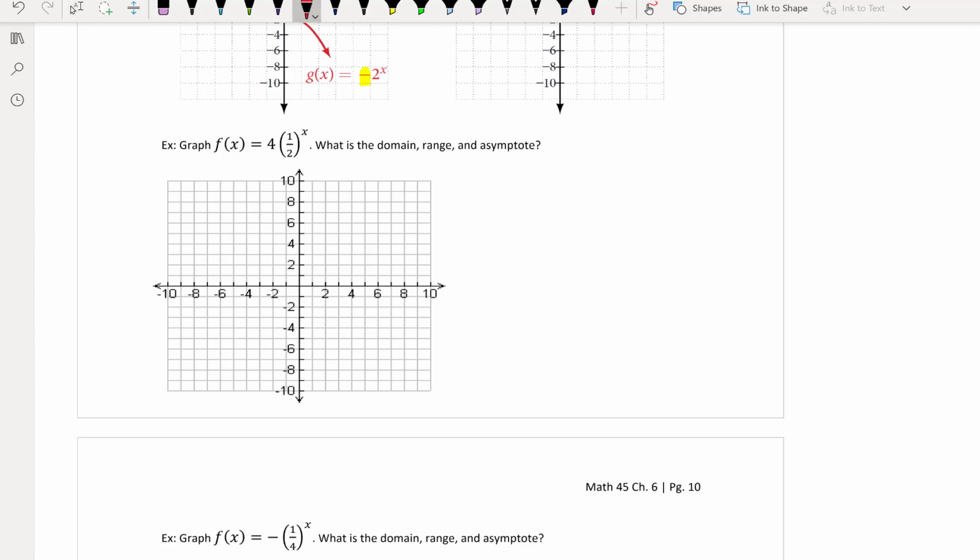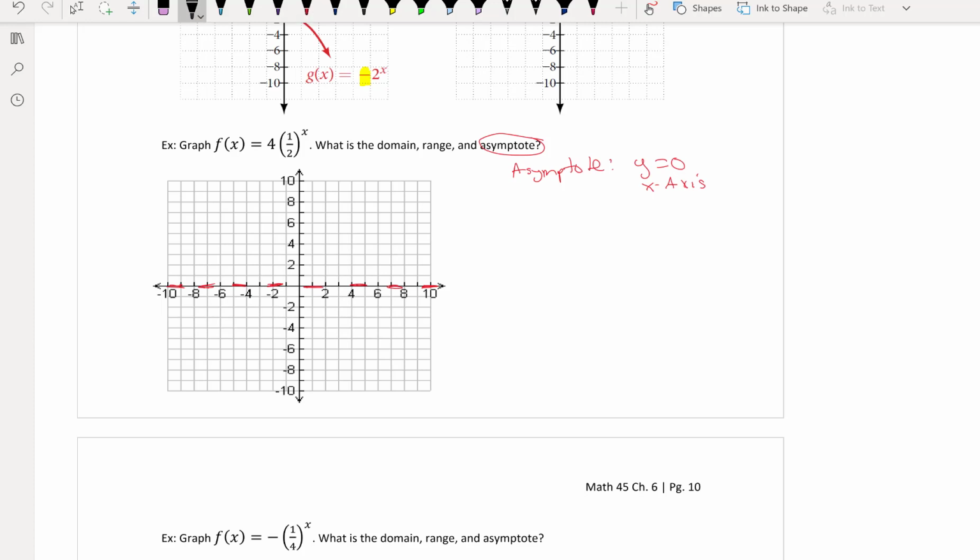So since there wasn't anything that you're adding or subtracting, and from the graph on your calculator, you can see that your asymptote is really y = 0, or the x-axis. So I'm going to say that my asymptote is going to be y = 0, or better yet, the x-axis. Okay.